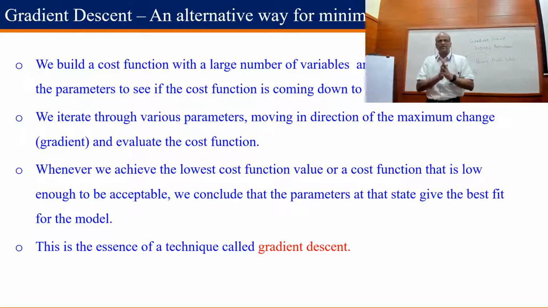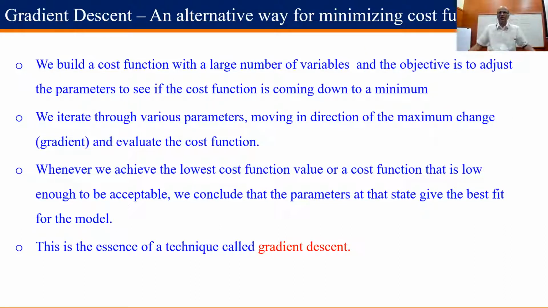So what is the funda behind this? We build a cost function with a large number of variables, and the goal is to see if the cost function is coming down, okay. So we iterate through various parameters, which means it's an iterative method. So it's not a one-shot method like linear least squares where we said a equal to sigma xi whole square minus n sigma xi by sigma xi by blah, blah, blah, whatever. And b equal to n sigma xi. You can't get a single shot, okay? A single shot answer is not possible.